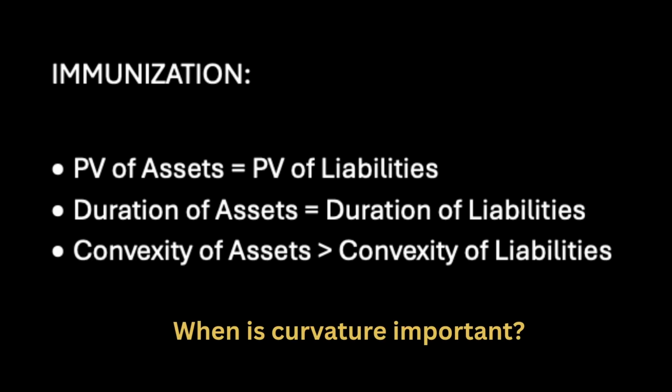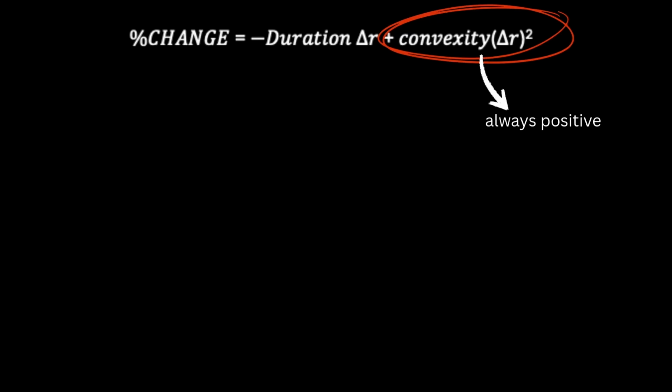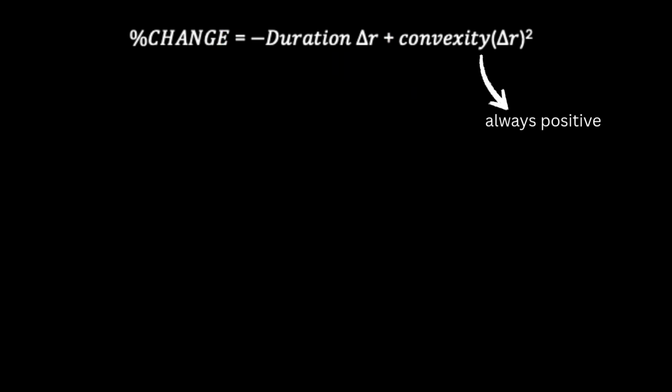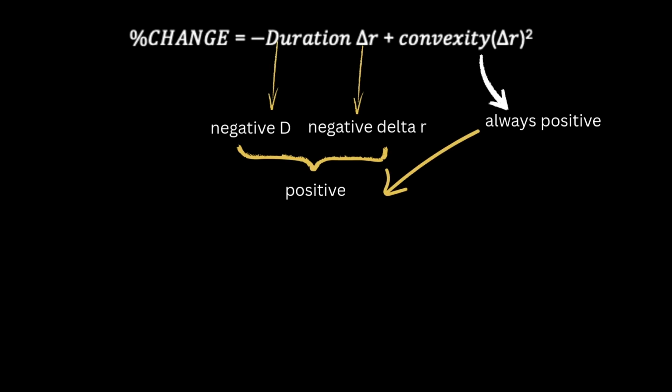But what do you make of the third requirement, that the convexity of assets be greater than the convexity of liabilities? First, we recall the overall percentage change formula we discussed before. The actual percentage change is negative duration times delta x plus the convexity adjustment times delta x squared. Notice that the convexity adjustment is always positive, and it always therefore reduces the drop of the price of a bond when interest rates go up. On the other hand, when interest rates drop, it accelerates the upward movement in prices as interest rates go down.